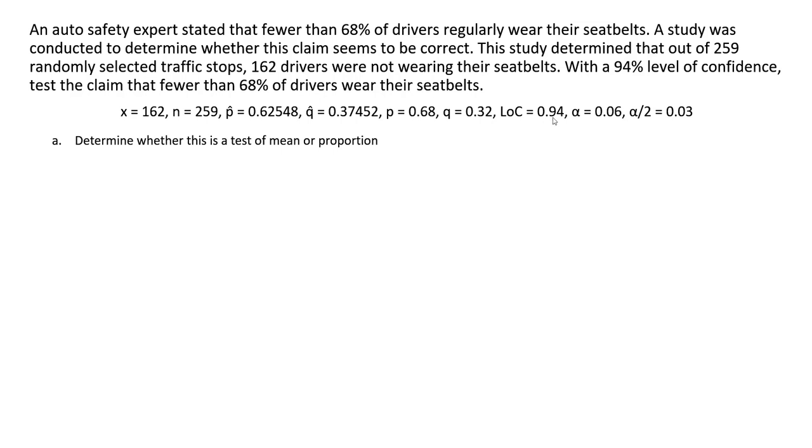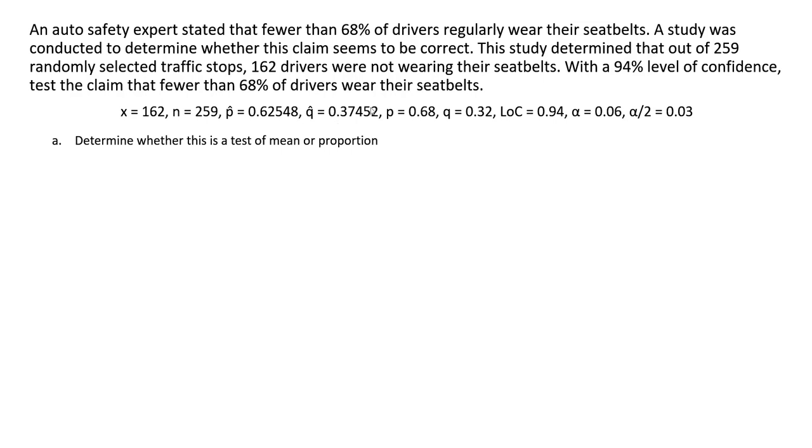Level of confidence is 0.94. Alpha is 1 minus my level of confidence, which is 0.06. And we might or might not need alpha over 2. So let's continue with the problem and start working through the hypothesis test by doing all the steps A through K.